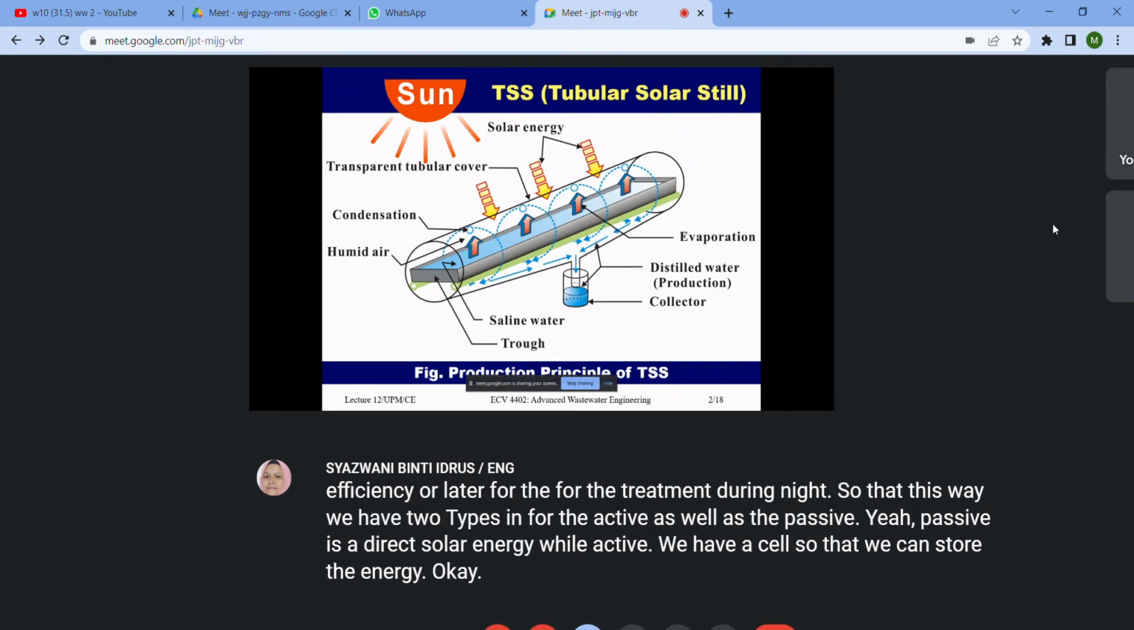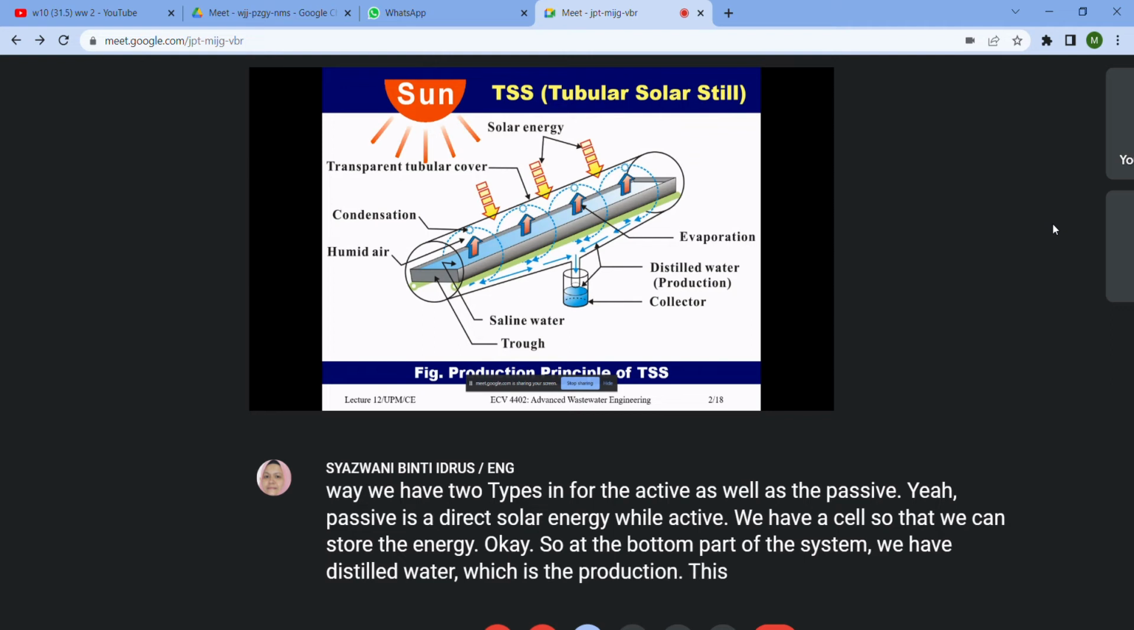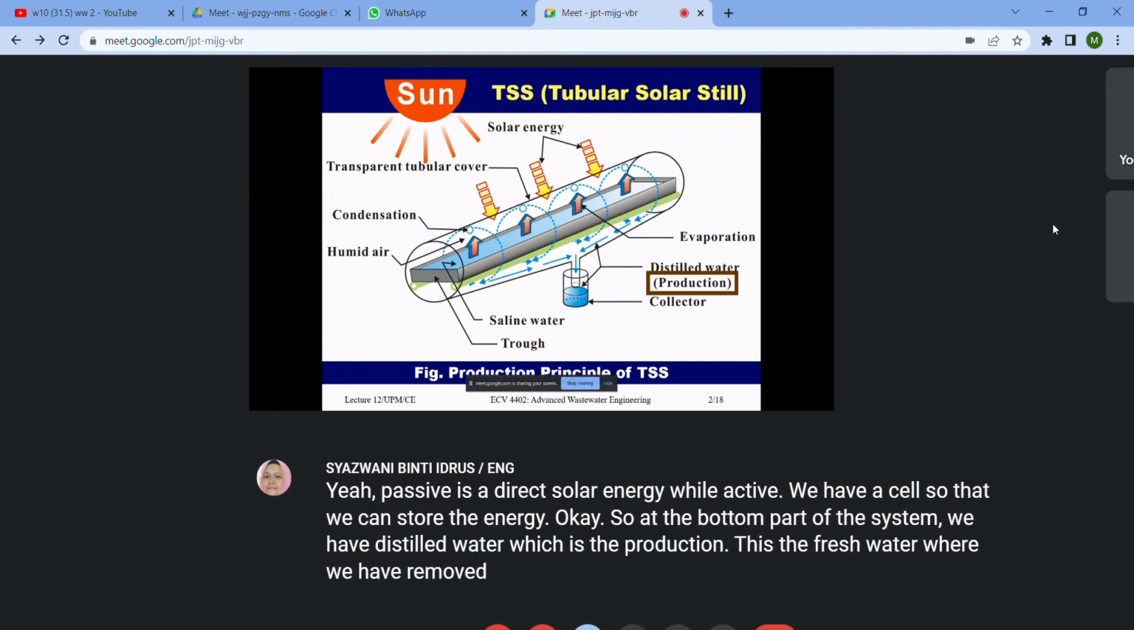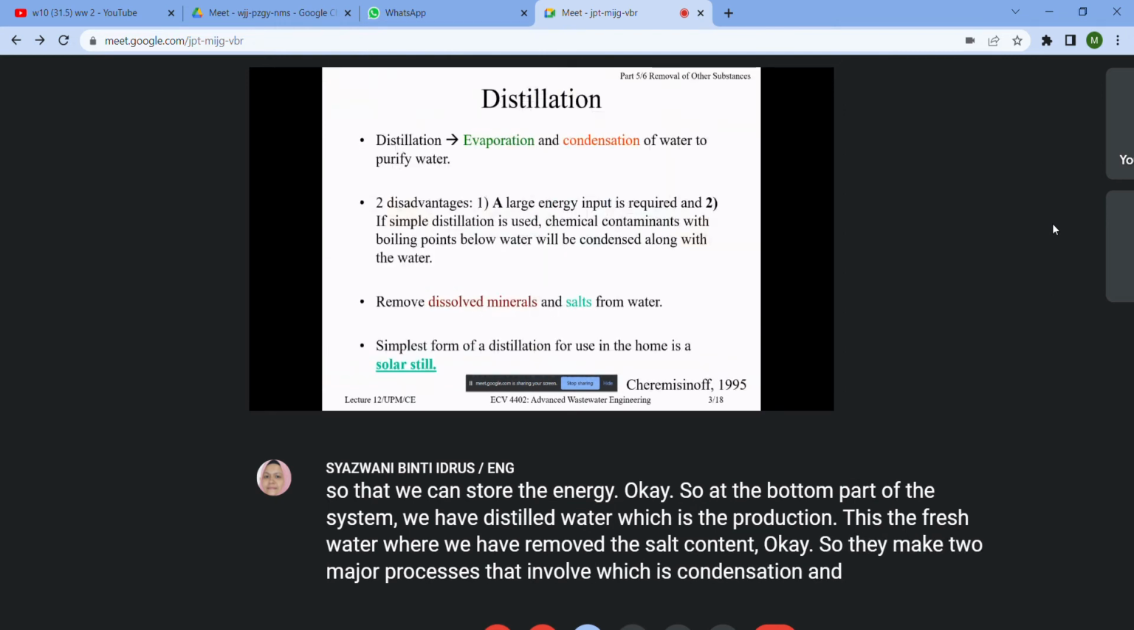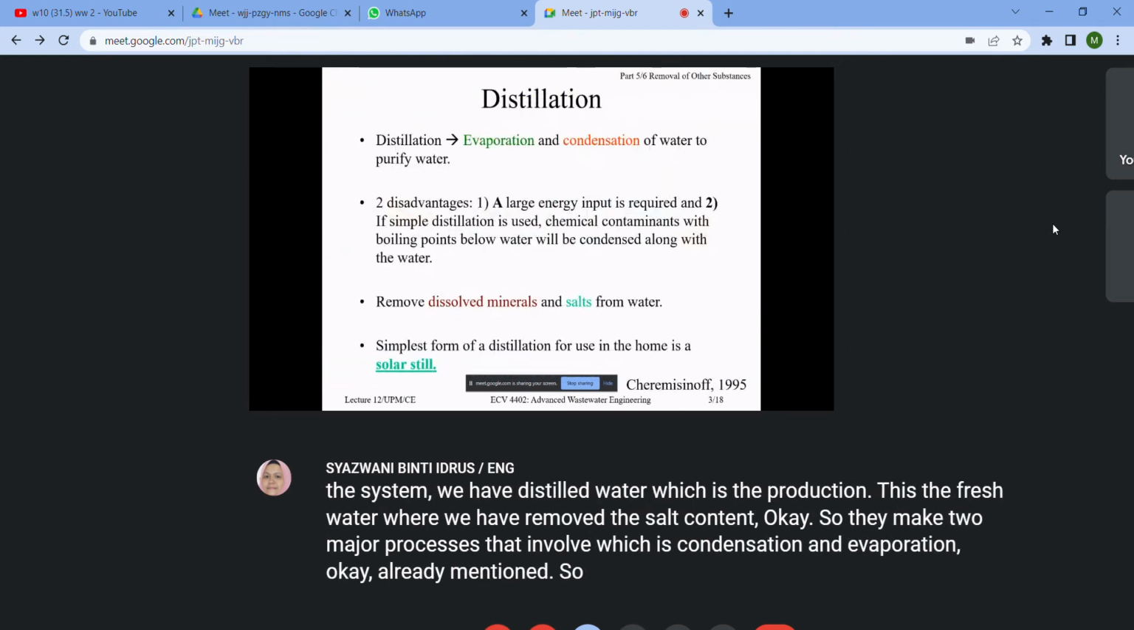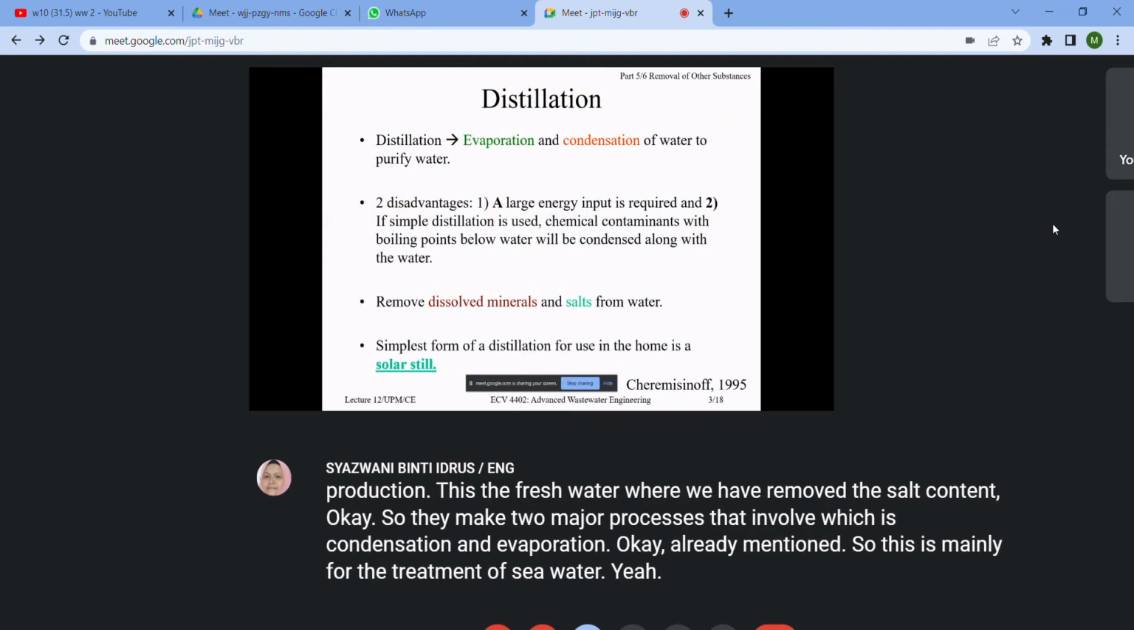Okay. So at the bottom part of the system, we have distilled water, which is the production. This is the fresh water where we have removed the salt content. Okay. So the two major processes involved are condensation and evaporation. Okay, already mentioned, so this is mainly for the treatment of seawater.